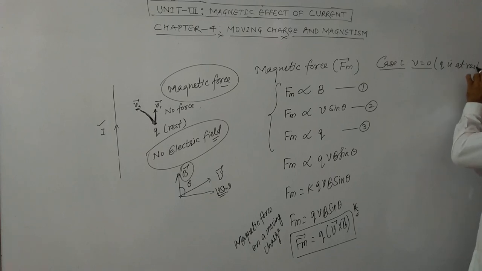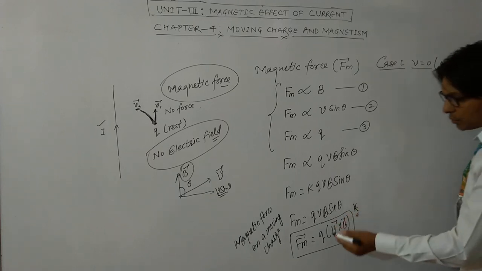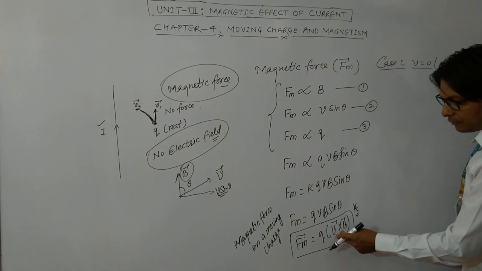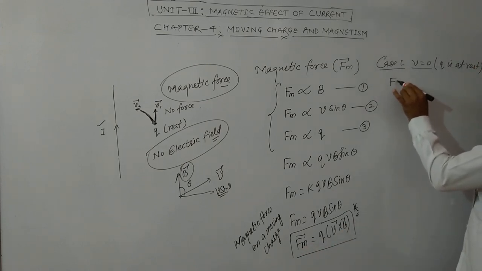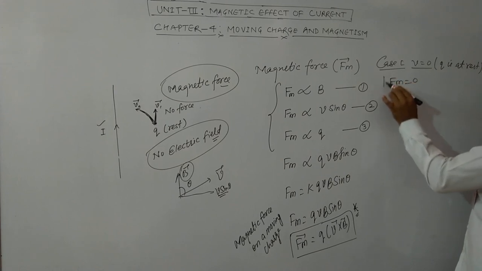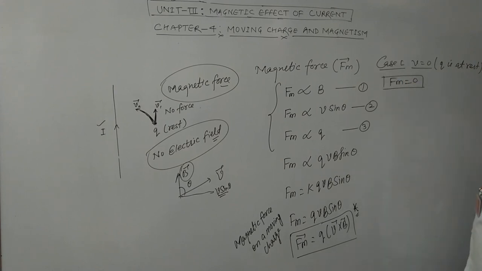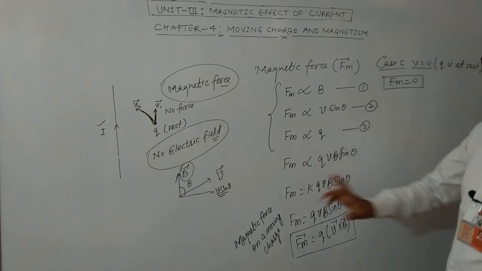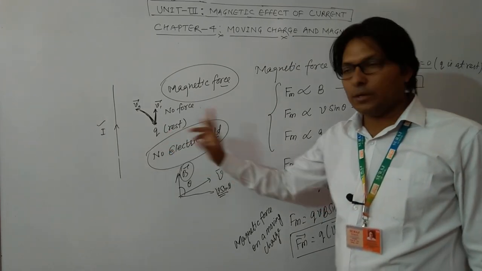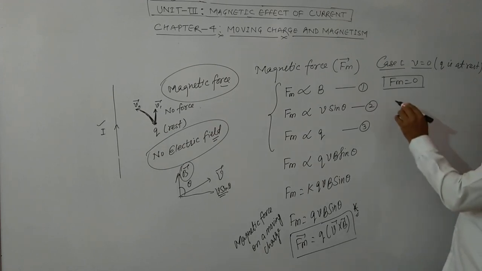So if the charge is at rest, then according to this equation, if velocity becomes 0, force will also become 0. So magnetic force will be 0. So there is no force exerted by the magnetic field if the charge is at rest. Okay, so that is the first case.